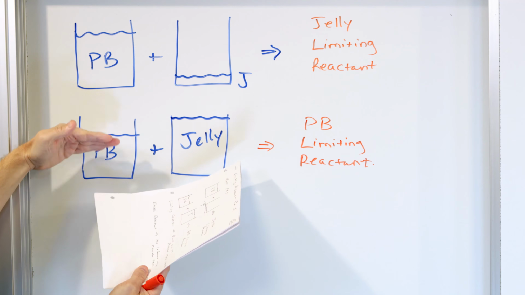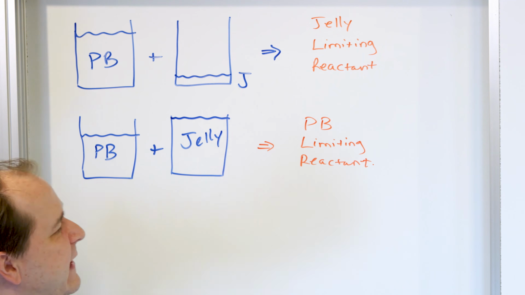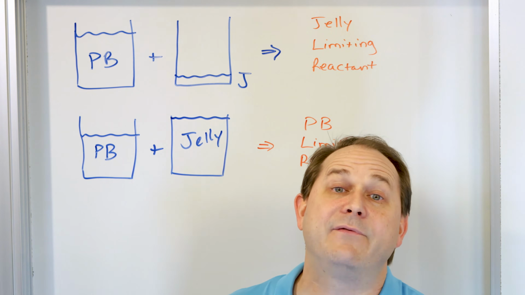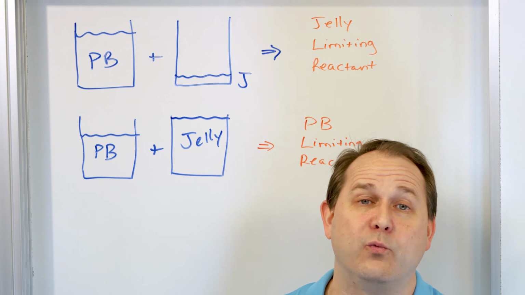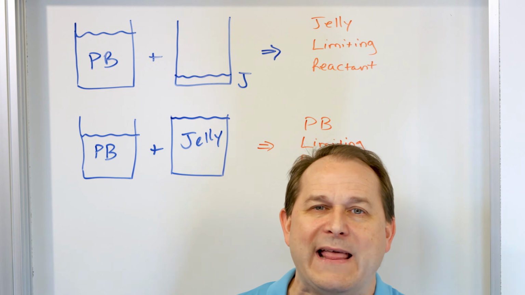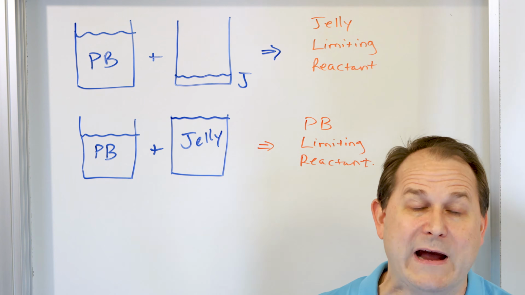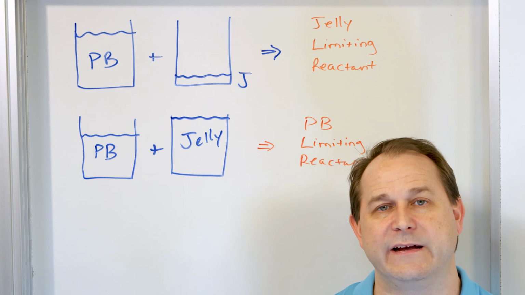After we deplete them to the point where the peanut butter goes to 0, we're done making sandwiches, we'll still have some jelly left over. So if you have a limiting reactant, and you almost always will have a limiting reactant in a real chemical reaction, once you determine that, that is what you use to calculate how much product you have because the reaction stops once the limiting reactant is depleted.